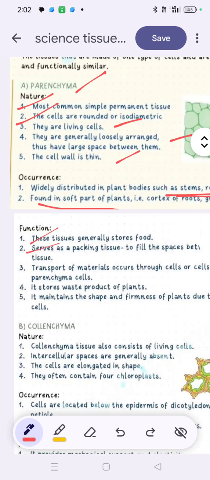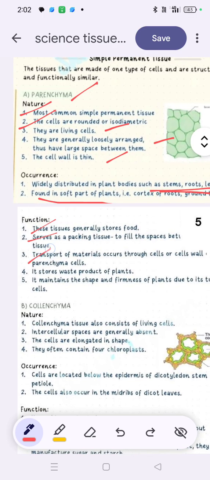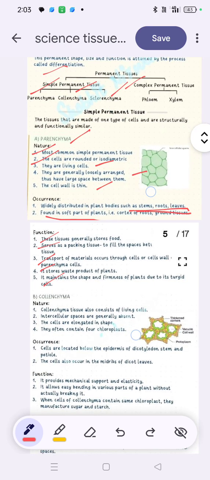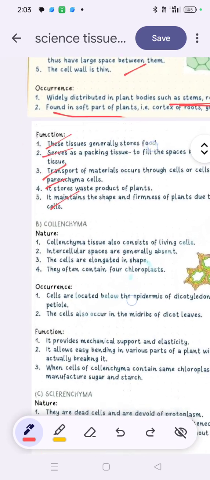Transport of materials occurs through the cell or cell wall of parenchyma. It stores waste products of the plant. It maintains the shape and firmness of the plant due to turgidity. Then we go to collenchyma.